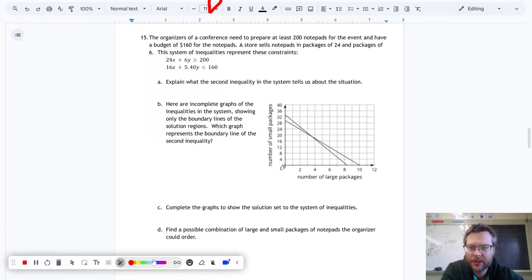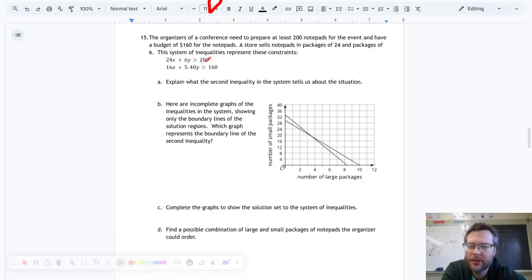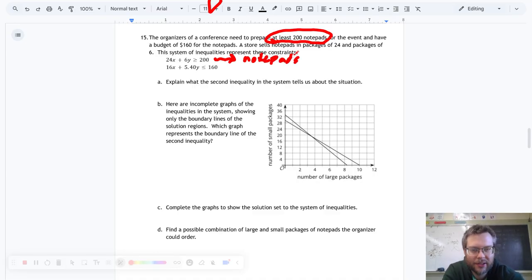Okay, number 15. Organizers need to prepare at least 200 notepads and have a budget of $160. The store sells notepads in packages of 24 and packages of 6. So I can tell the 24x + 6y is greater than or equal to 200. This is saying that there's at least 200 notepads. Okay, so this is only talking about notepads. It doesn't give me any information about anything else. It only talks about the number of notepads.